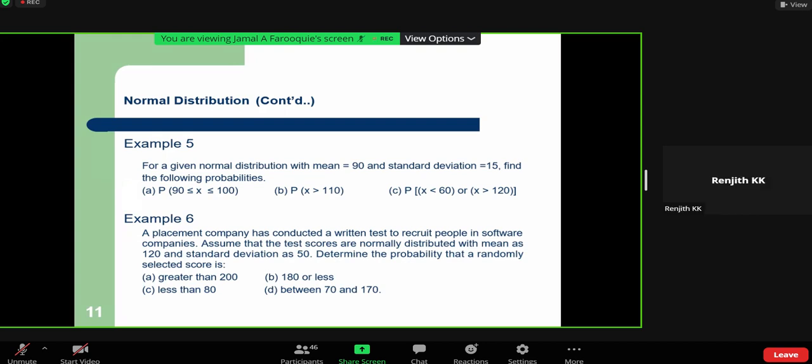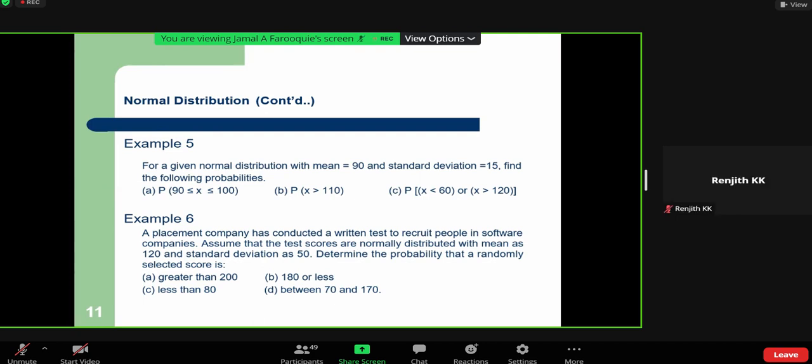Your video is not visible. Are you showing anything on paper? No, not showing. I'm just explaining what is written on the slide.